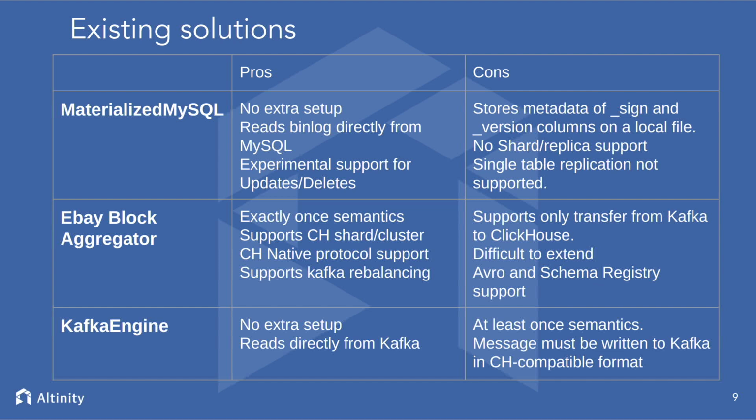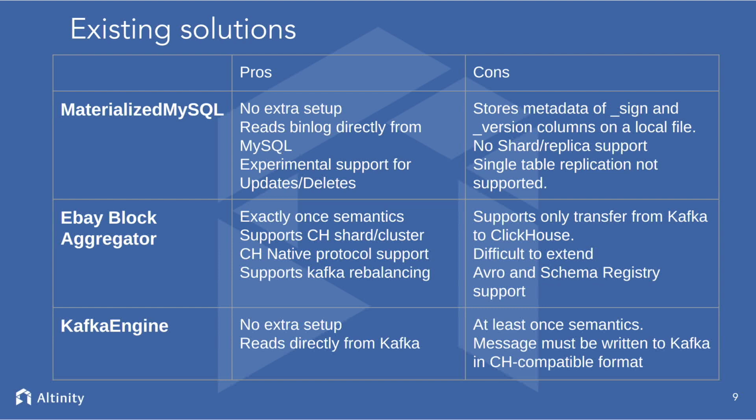So the pro is it solves exactly-once semantics, which is to make sure that one record from Kafka is inserted to your sink only once. So it's exactly once. It's not at least once, so there's a big difference. It supports replicas and shards.